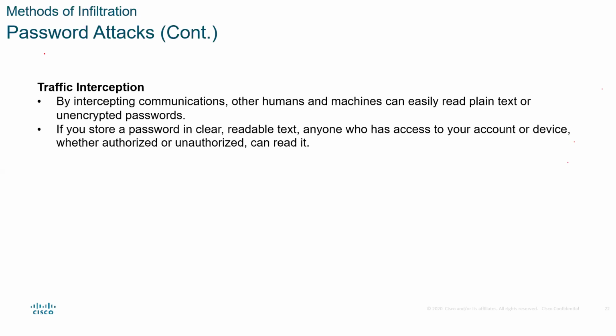Traffic interception. By intercepting communications, other humans and machines can easily read plain text or unencrypted passwords. If you store a password in clear, readable text, anyone who has access to your account or device, whether authorized or unauthorized, can actually read it.